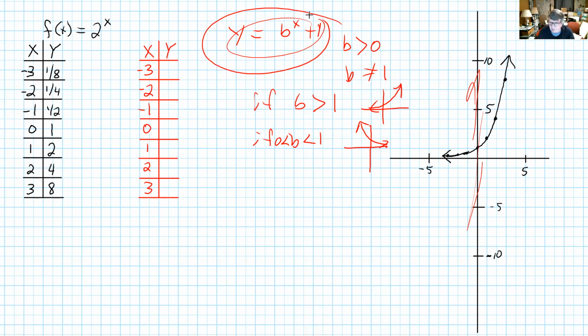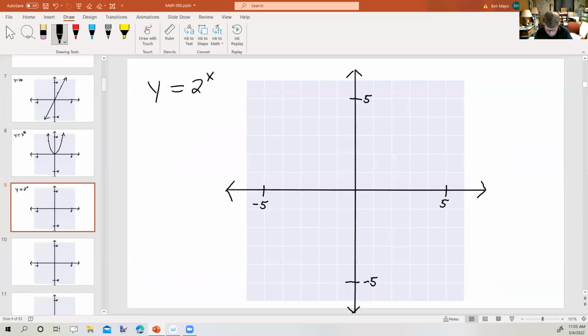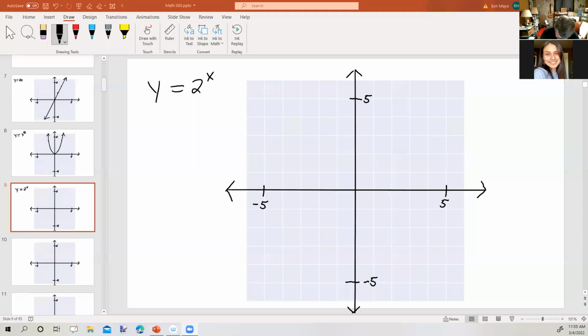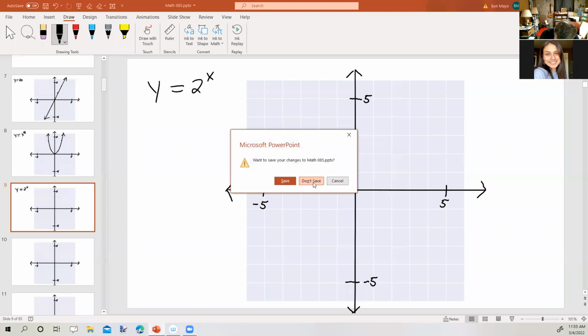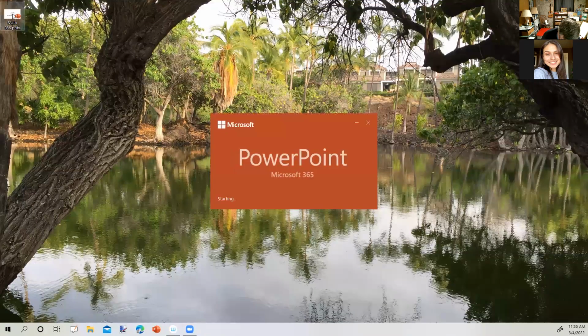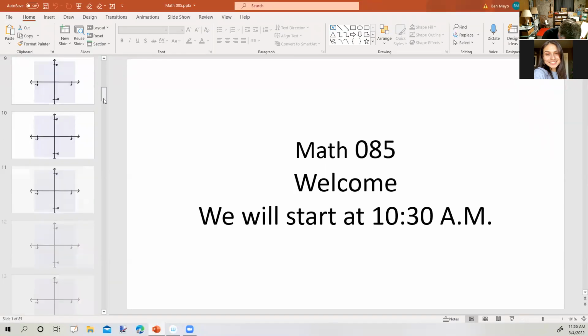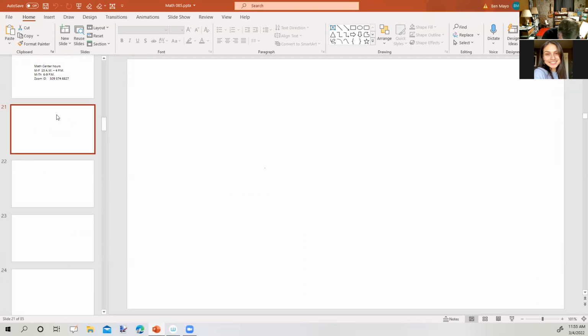Now, I'm going to get rid of this screen, maybe. And we'll go back to the whiteboard screen. Okay. All right. Give me a second here.